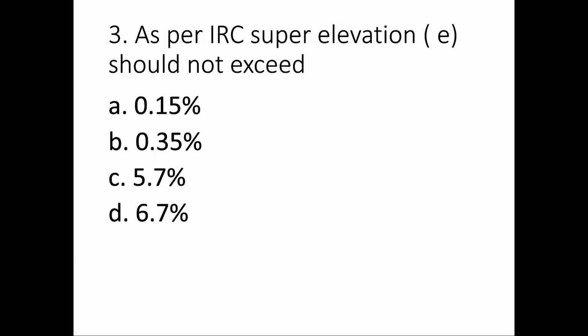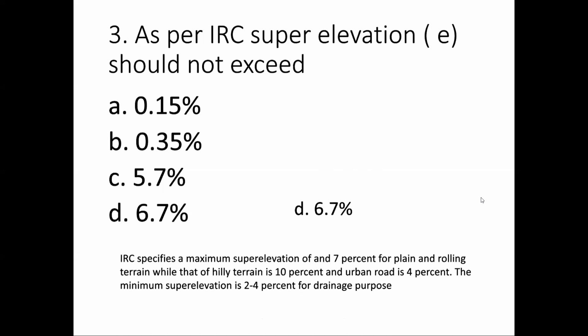Next question. As per IRC, super elevation e should not exceed? Answer 7%. IRC specifies certain maximum super elevation and minimum super elevation. The maximum super elevation for plain and rolling terrain is 7%, while that of hilly terrain is 10% and urban road is 4%. The minimum super elevation is 2 to 4% for drainage purpose.